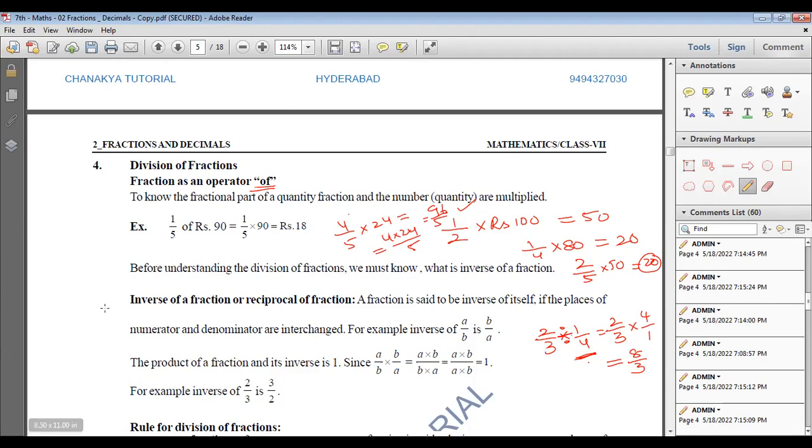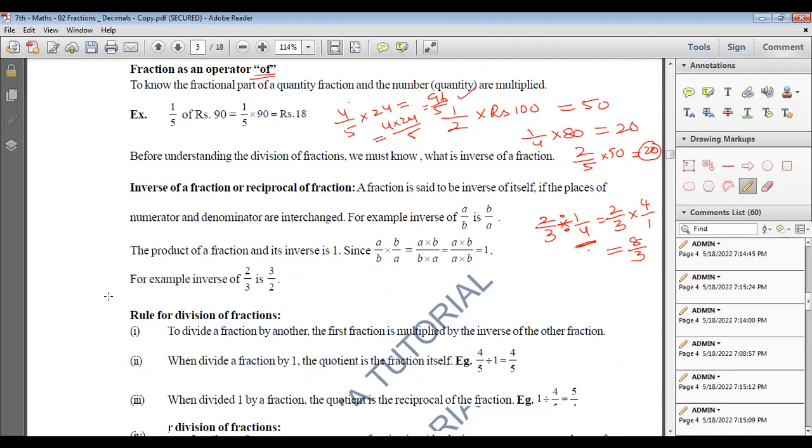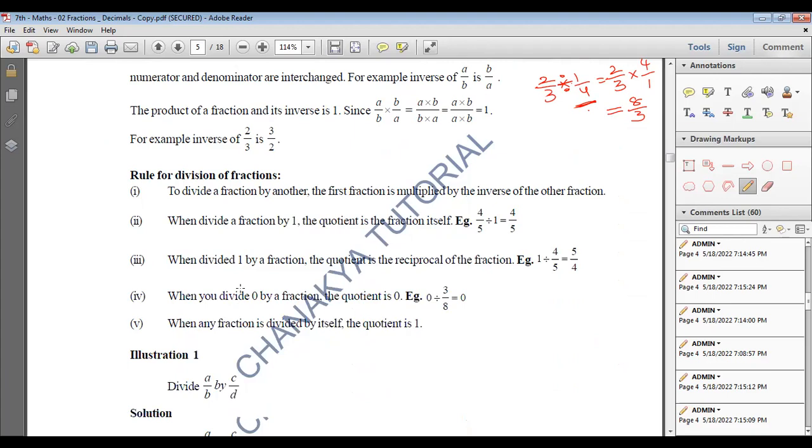They can use any word. Here they can keep multiplicative inverse of a fraction or reciprocal. Both are the same. So you see here the rules for division of fractions. Different rules are given. Any fraction divided by 1, you will always get the fraction. When a fraction is divided by 1, the quotient is the fraction itself. When 1 is divided by a fraction, the quotient is the reciprocal of the fraction. Reciprocal means just replace the numerator with the denominator and the denominator with the numerator.